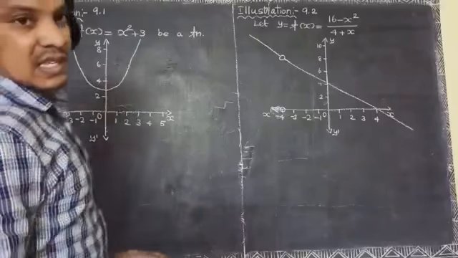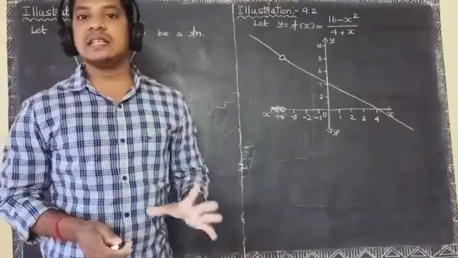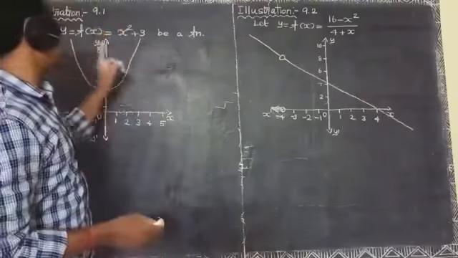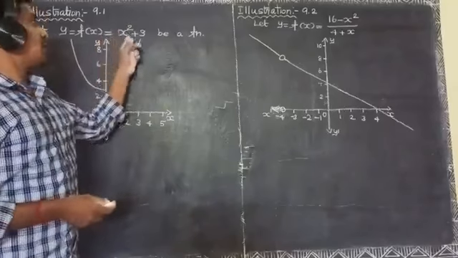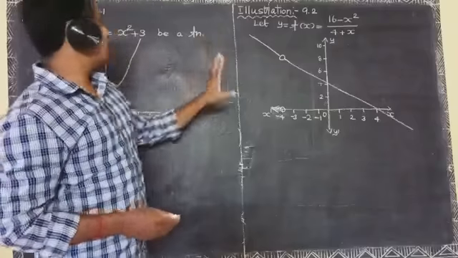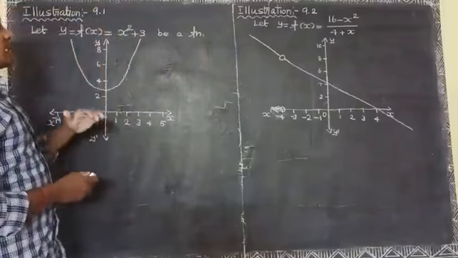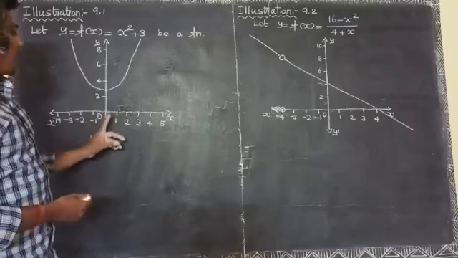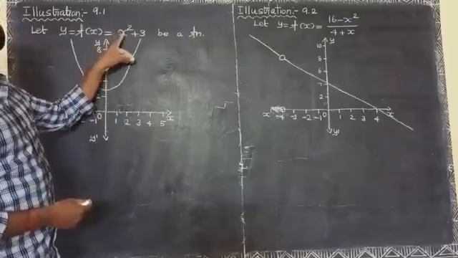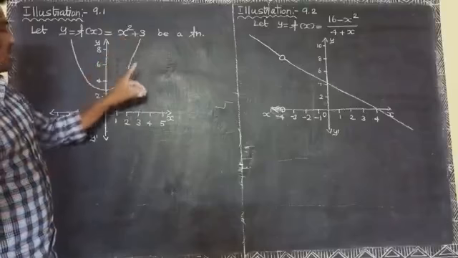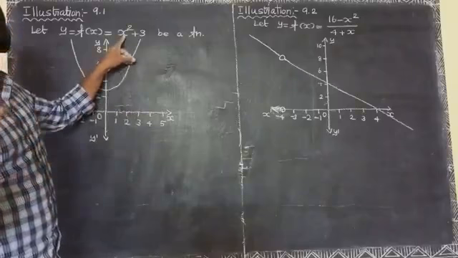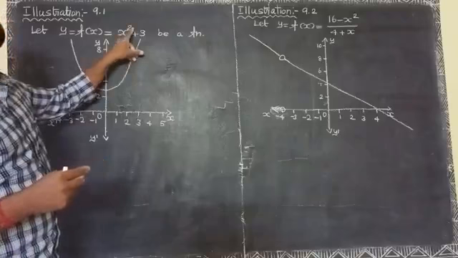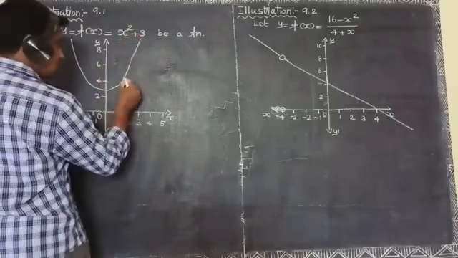Next we will discuss some illustrations, that is, some standard results. Illustration 9.1. Let y equal to f of x equal to x squared plus 3 be an algebraic function. Here, substitute x equal to 1: 1 squared is 1, plus 3 is 4. Substitute 2: 2 squared is 4, 4 plus 3 is 7.